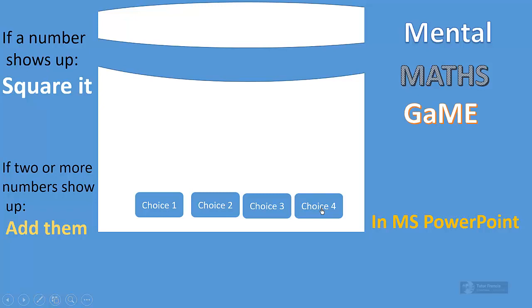If a number shows up, he has to square it. So two numbers, so I have to add. If two numbers, I need to add them, two or more numbers. But if it is only a single number, I have to square it. So 4 squared is 16. 9 squared is 81. 6 squared is 36.